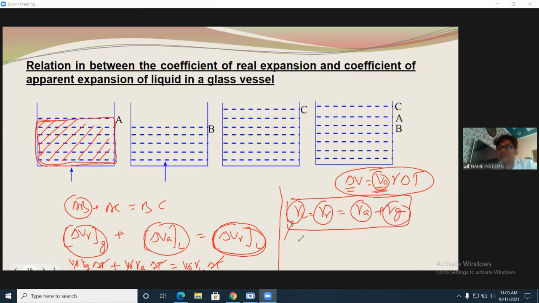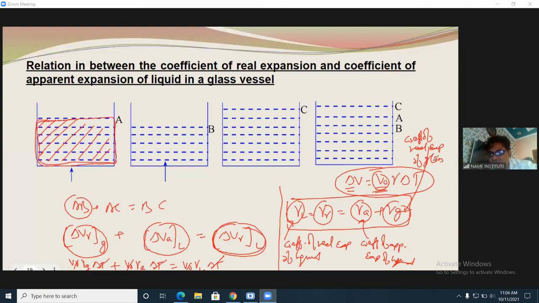Gamma real is the coefficient of real expansion of liquid. And what is this here? Gamma apparent is the coefficient of apparent expansion of liquid. And gamma G is the coefficient of real expansion of glass. That we have taken in our class. Gamma real is equal to gamma apparent plus gamma glass.